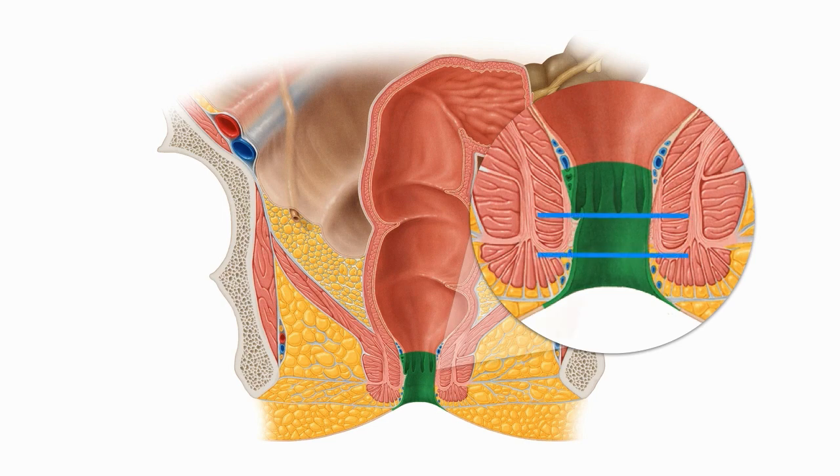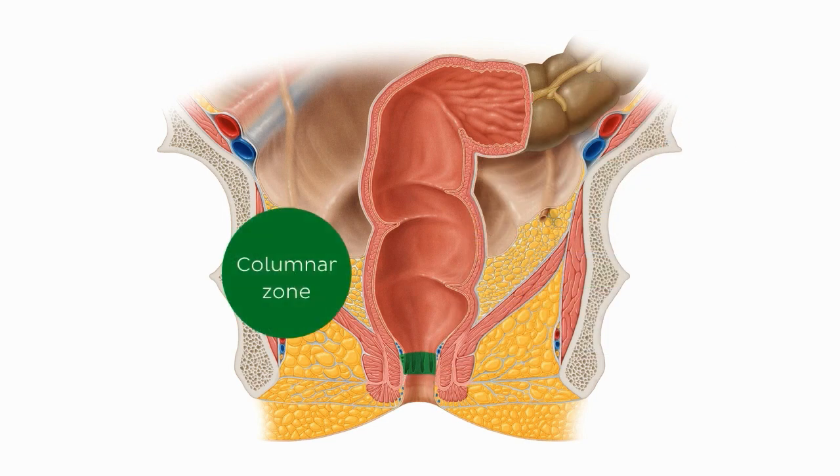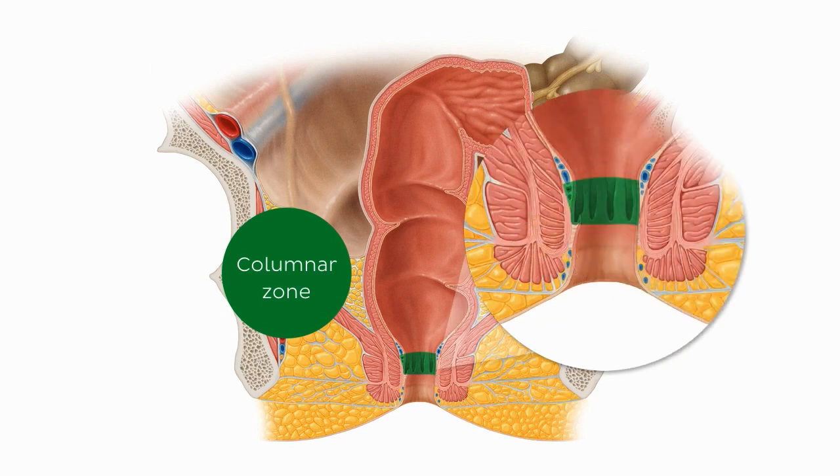The first zone we want to look at is the columnar zone, which, as you can see, has numerous folds of mucous membrane producing column structures. And these columns are connected to each other at the distal ends by transverse folds, which are also known as anal valves. And behind these valves lie cavities where the excretory ducts of the anal glands open into.